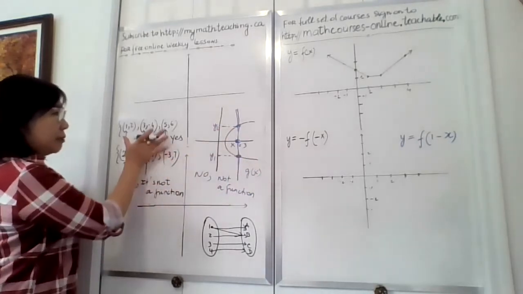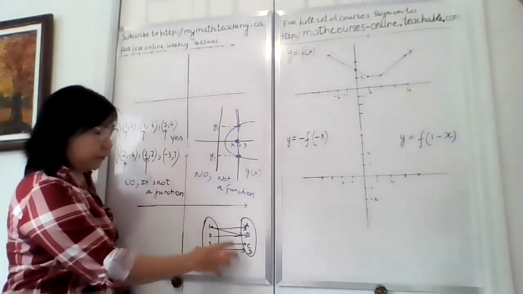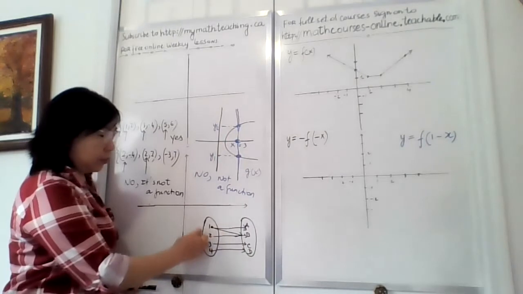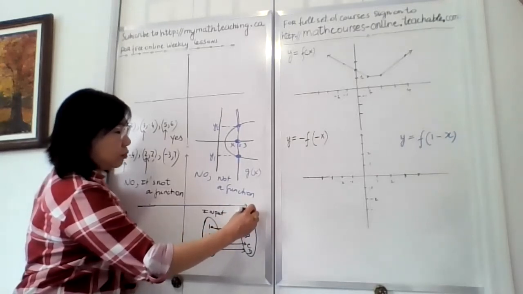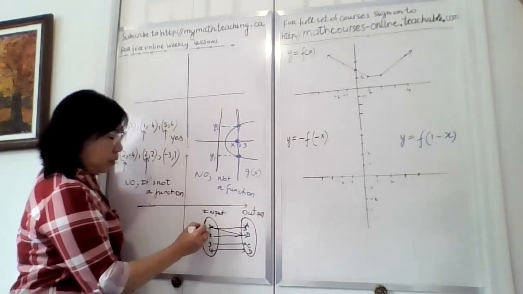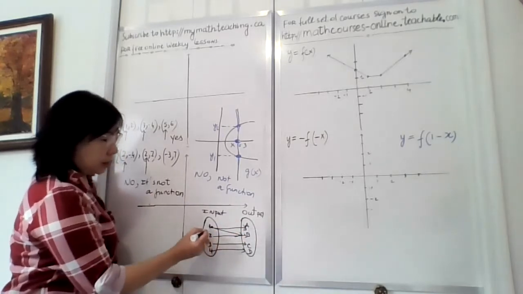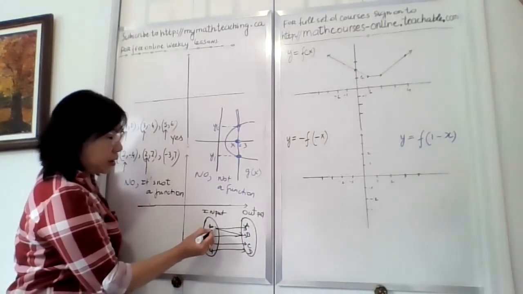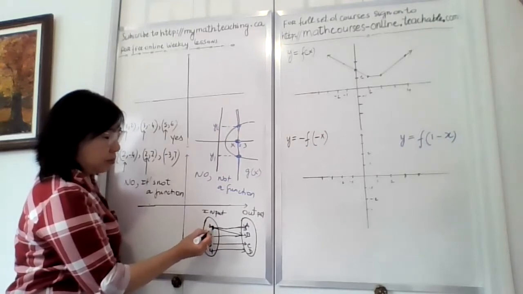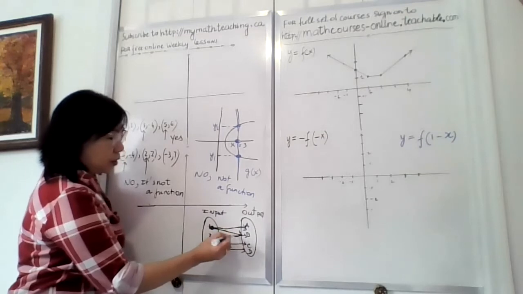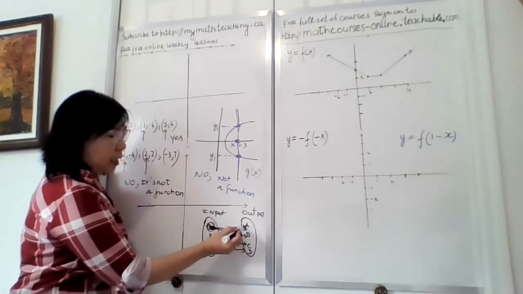So that's how you recognize the function based on the vertical line test and based on the coordinates. Now let me go through the mapping here. How do I recognize it from the mapping diagram? Let's say I have the first circle, I call it input, and the second circle, I call it output. From the input, I have the numbers 1, 2, 3, 4, and from the output, I have A, B, C, D. So I check, okay, if I put $1 in the machine, my output is letter A. But also, if I put the same $1 in the machine, I got another output, letter B.